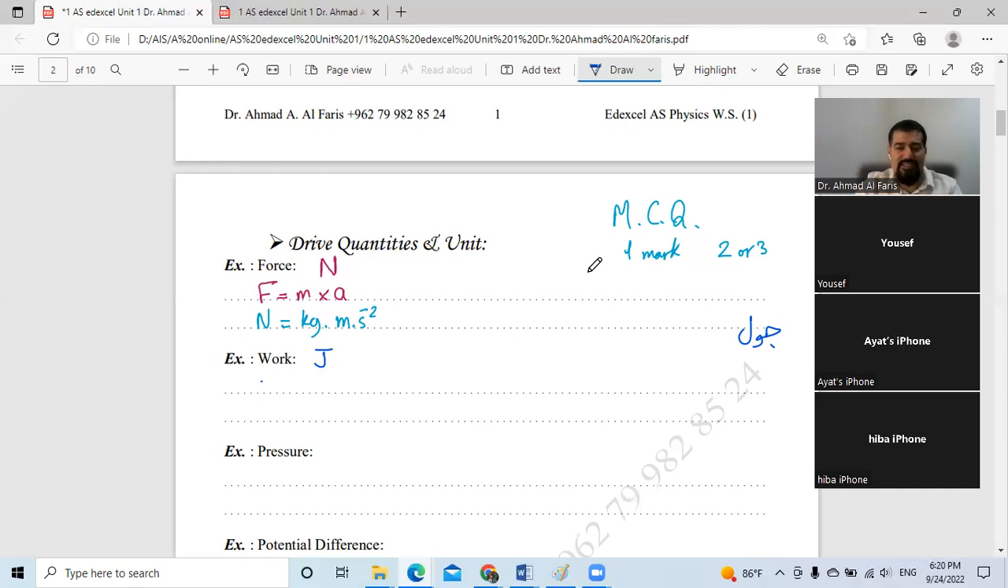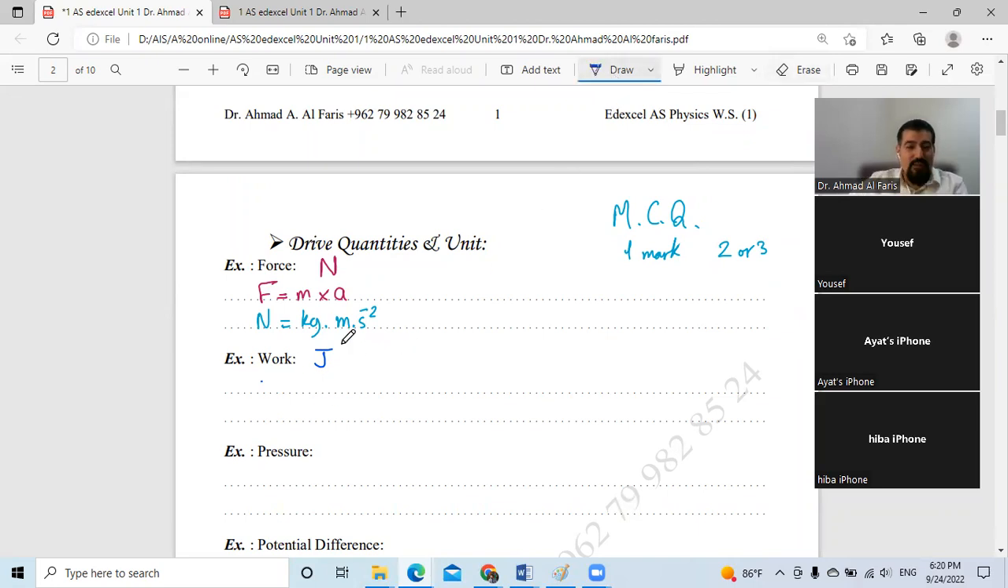Imagine what he wrote. What's the unit of work? According to my story, for this student, he didn't write joule. Yes, he didn't write joule. He wrote Roberto Carlos.